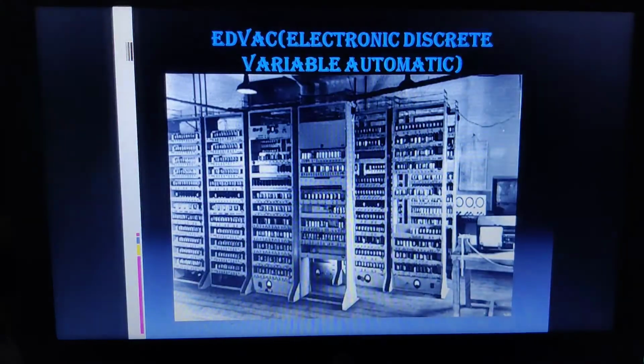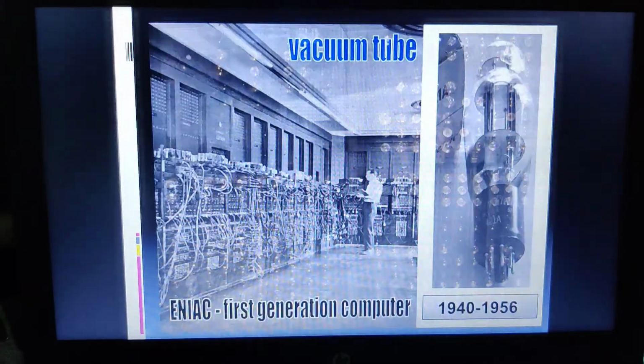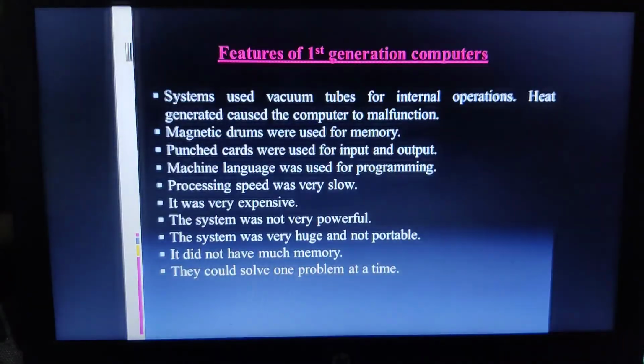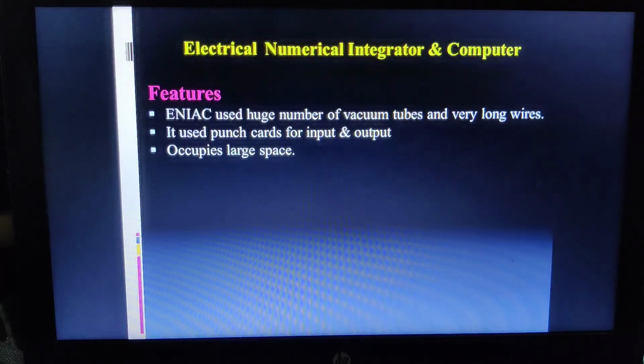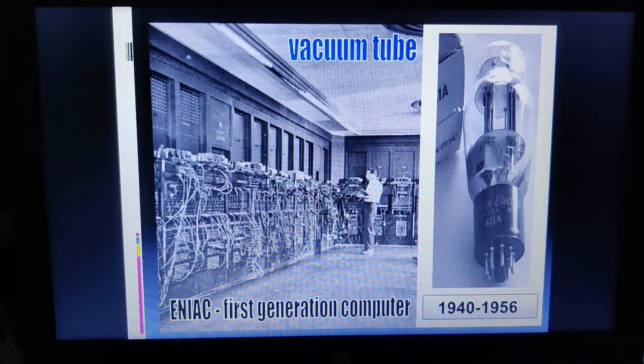Then let us see what the features of the first generation are, and how these computers were. Okay, so these are the points that you need to remember under this first generation. Anyway, notes will be provided to you. So let us see the first generation. This is how the first generation looked.